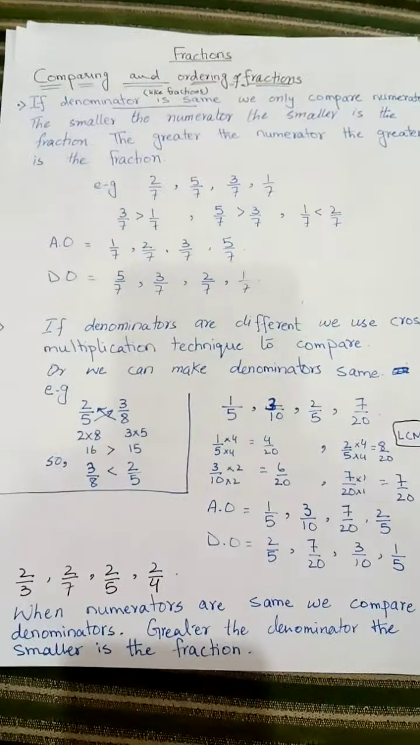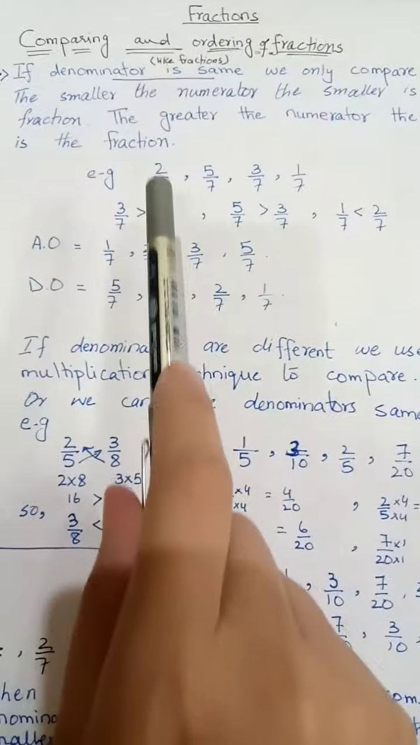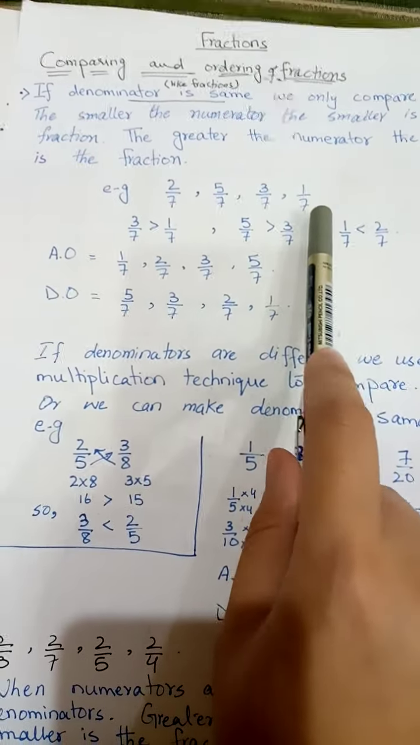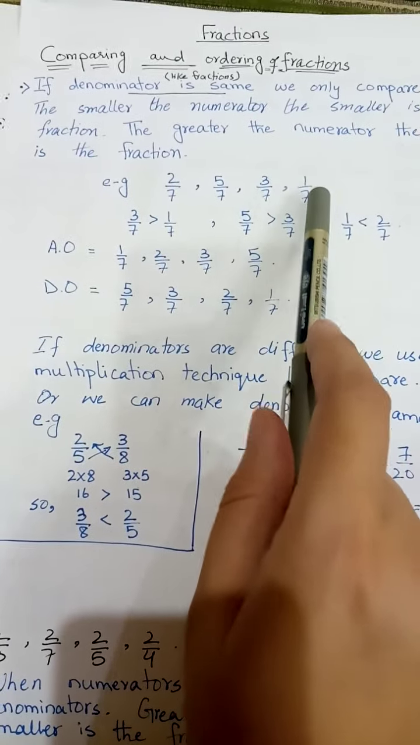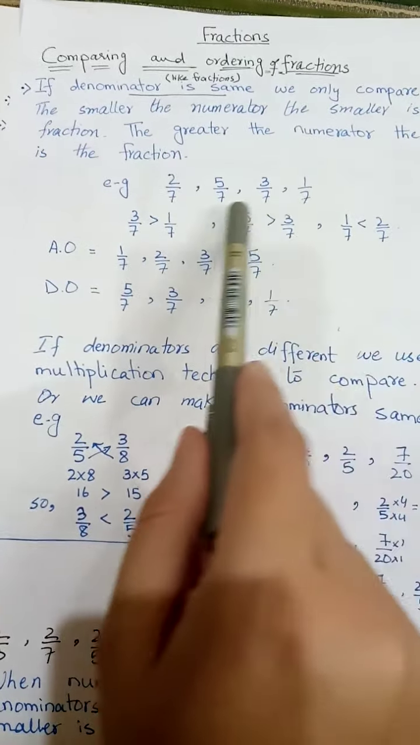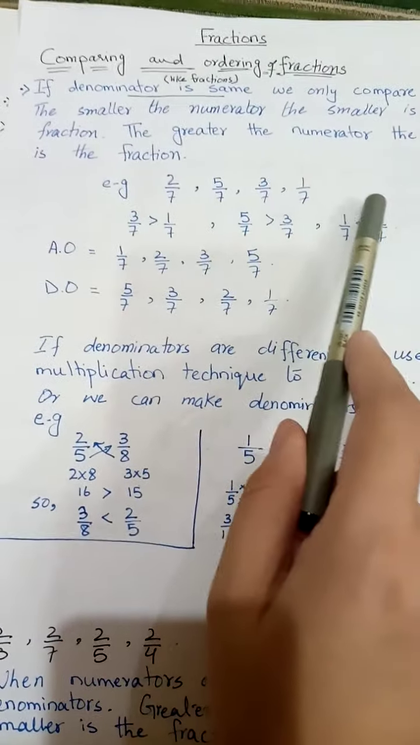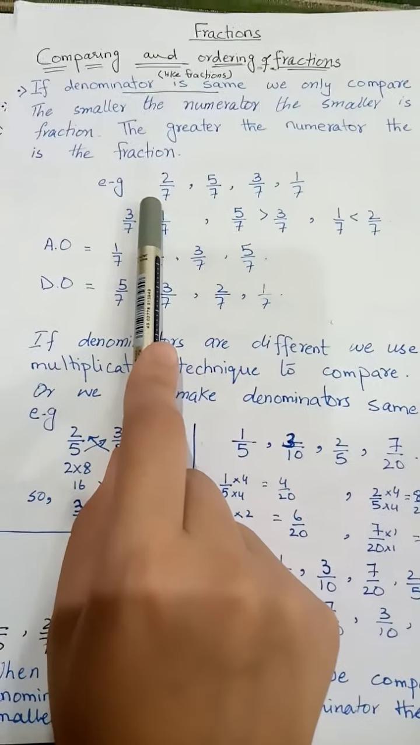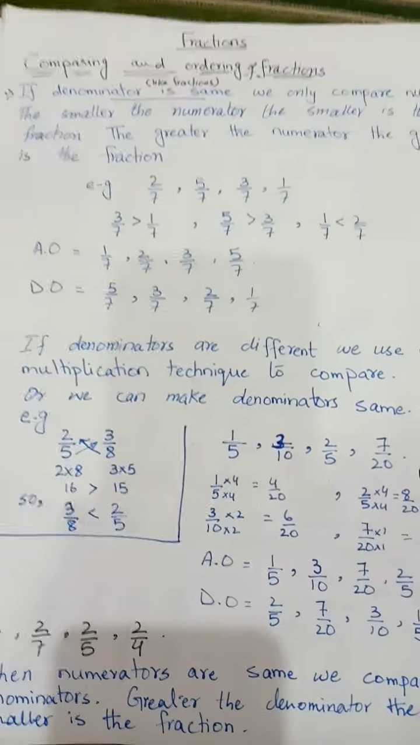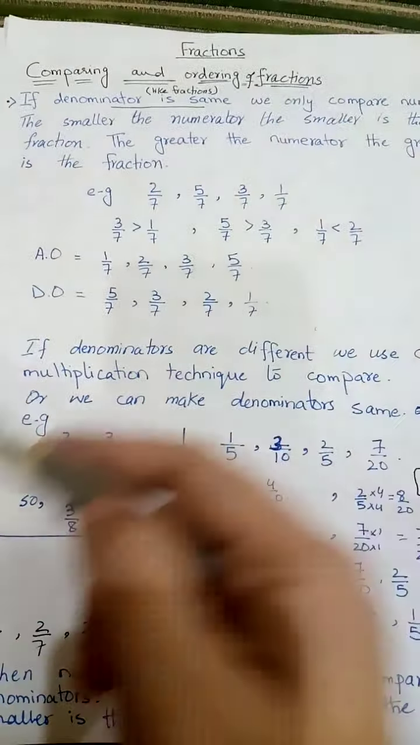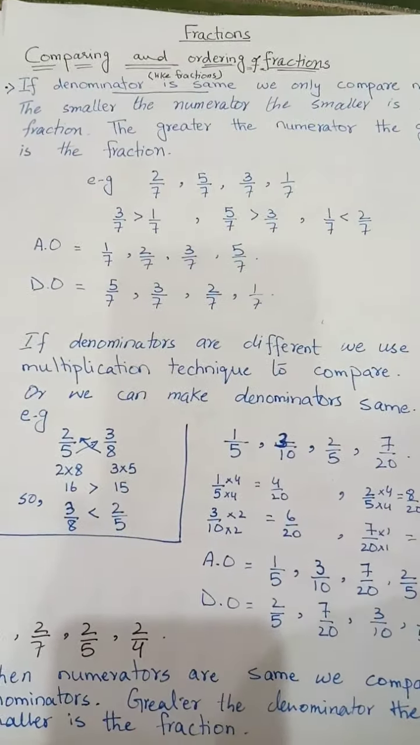If the denominator is the same, we only compare numerators. When denominators of the fractions are the same, we only compare the numerators. You all remember that we have discussed this before: when denominators are the same, those fractions are known as like fractions. So smaller the numerator, smaller is going to be the fraction, and greater the numerator, the greater is going to be the fraction.